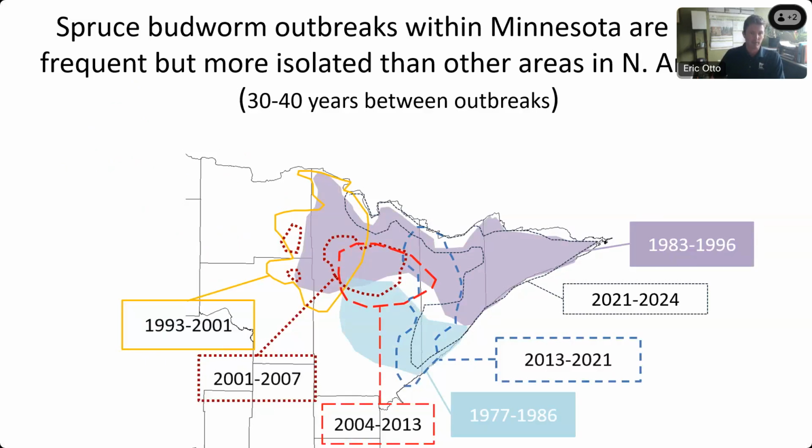So this is where it was previously mapped. Again, that's kind of showing that 30 to 40 year return interval. How spruce budworm operates in Minnesota is a little bit different than how it operates in Maine and some Canadian provinces, where they more or less have boom or bust cycles, with bigger outbreaks than we do here in Minnesota, that last for 10 years, but then the population pretty much goes away.